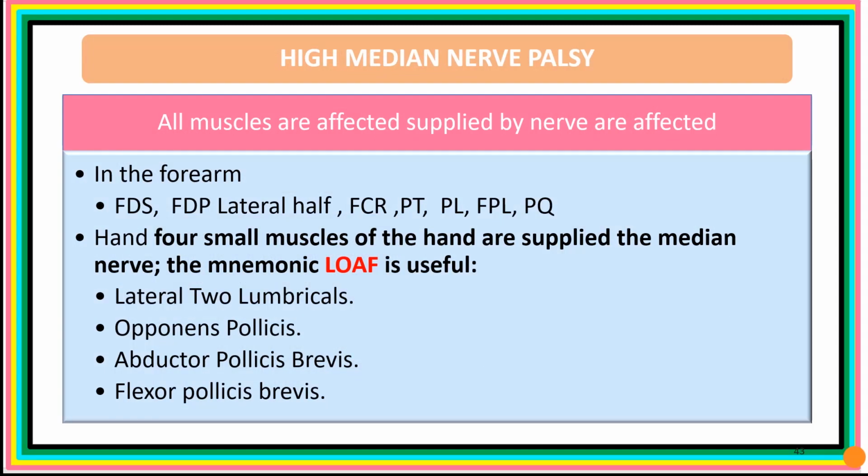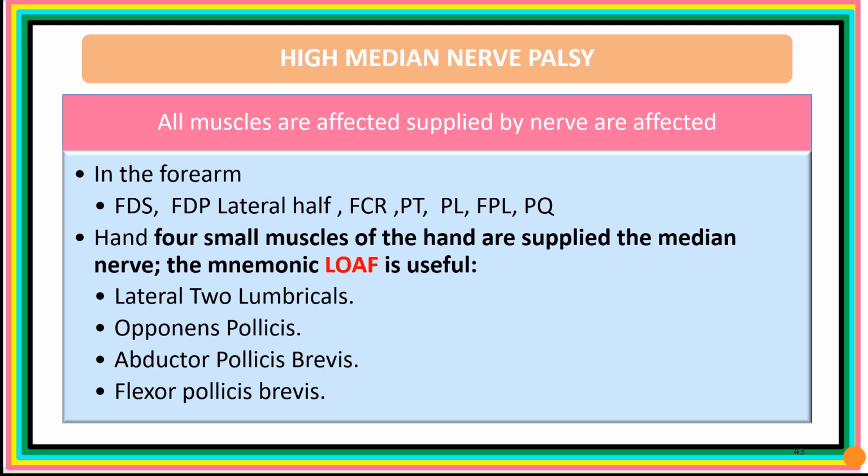In high median nerve palsy, we know that at this point, the median nerve is yet to give out any branch. So when we have a lesion at this level, it will affect all the muscles and all the skin areas supplied by the median nerve. In the forearm, we see a number of these muscular branches supplying muscles like the flexor digitorum superficialis, the lateral half of the flexor digitorum profundus, the flexor carpi radialis, pronator teres, palmaris longus, flexor pollicis longus, and pronator quadratus. The median nerve is actually the major nerve supplying muscles in the forearm.